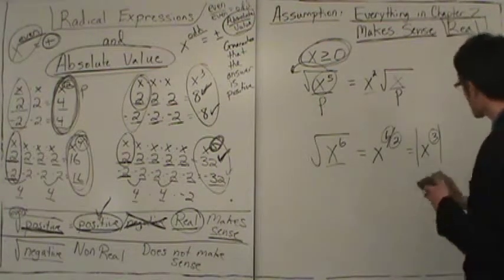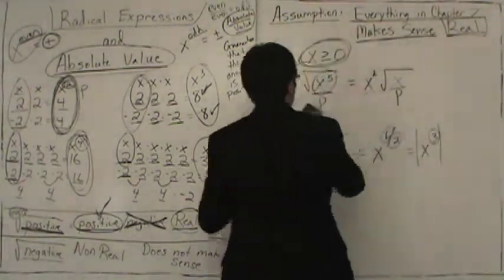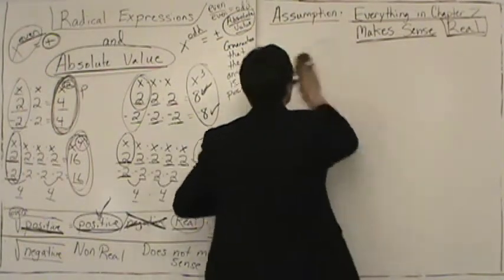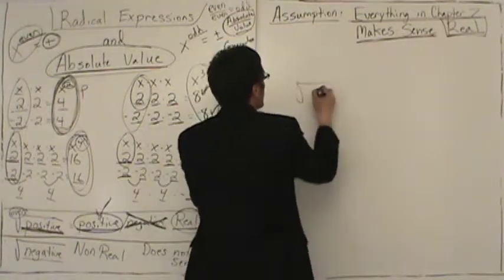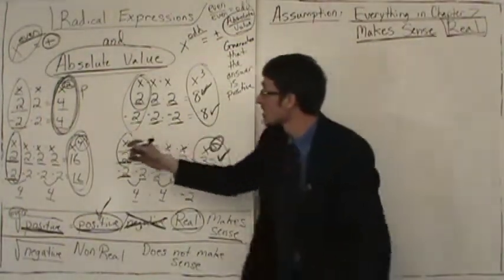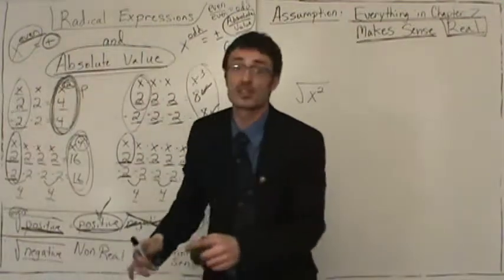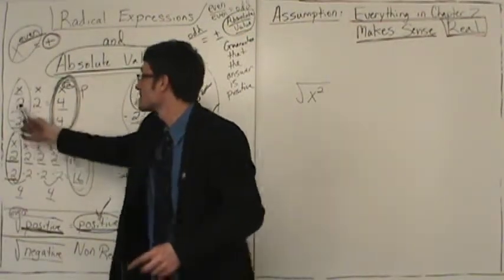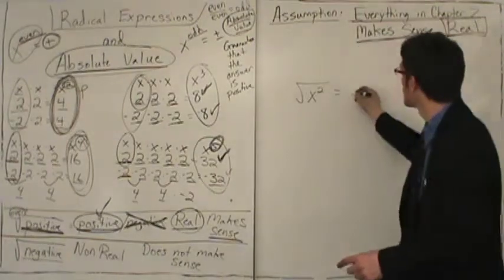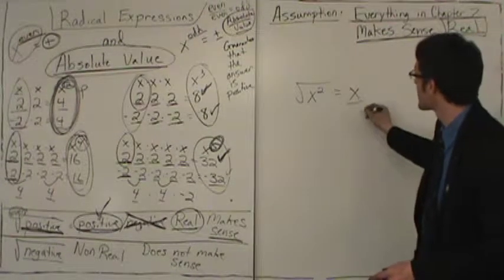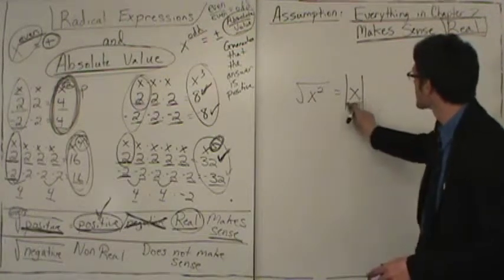Now, let's go back to the original question that I posed close to the beginning of class. I showed you this example, and I think it makes it clear now. The square root of x squared. X squared is positive, but we don't know whether x itself is positive or negative. So we end up with x, but since we don't know whether x is positive or negative, what do we need around it? We need absolute value.